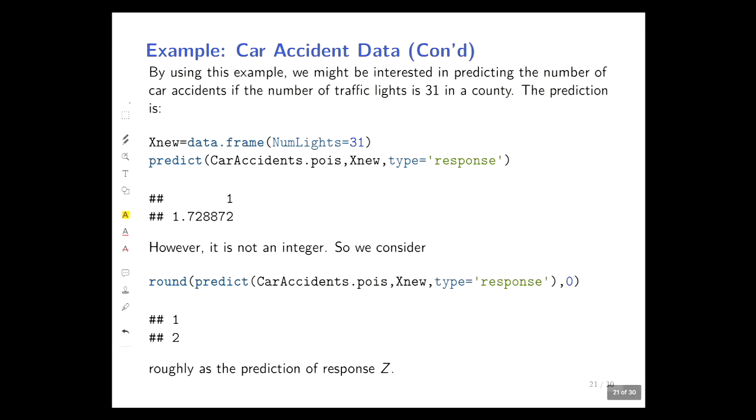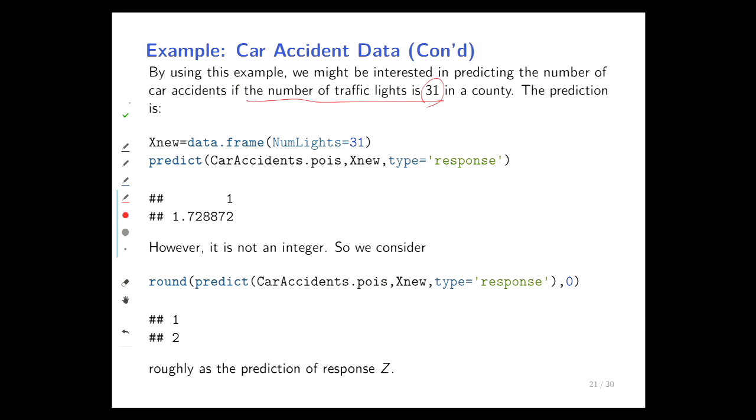Let's look at how we obtain the prediction in R. Nothing so different. We still use the predict function. Let's consider that in some specific county, the number of traffic lights equals 31. Let's predict the number of car accidents in the past year for this county.